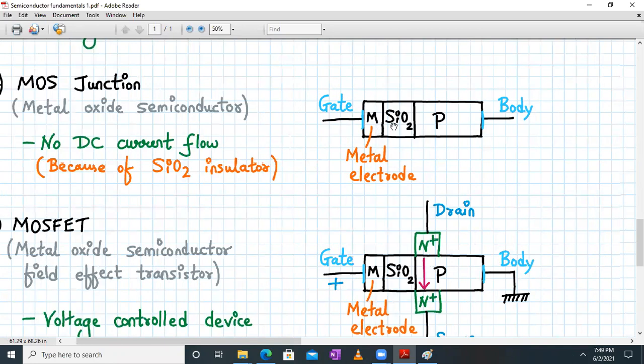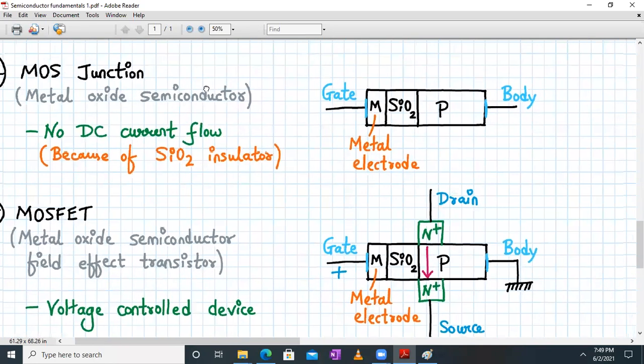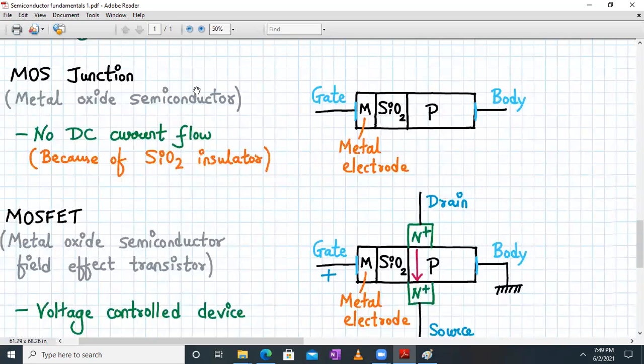Then we have an insulator over here, oxide layer, SiO2, and then we have a p-type semiconductor. We have shown over here p-type. It can be n-type also. So here you should know the basic functionality of a MOS junction. If you understand the basics of MOS junction, it will be very easy to understand the MOSFET.